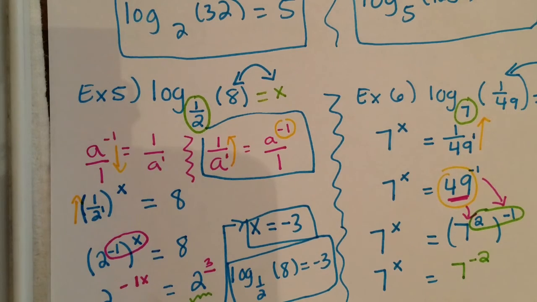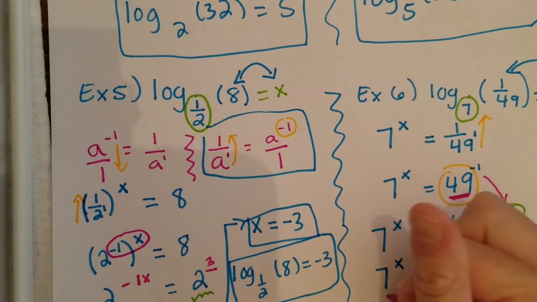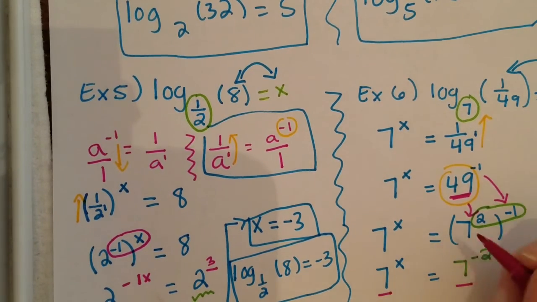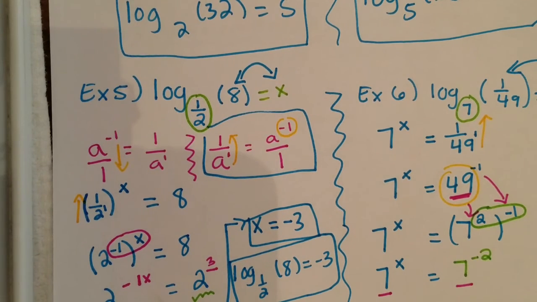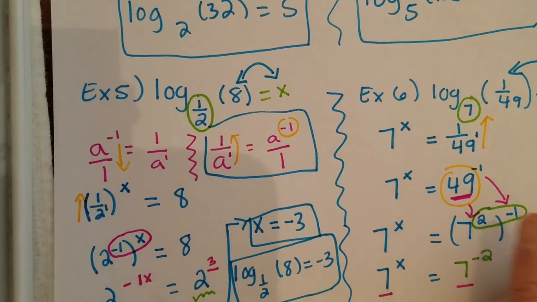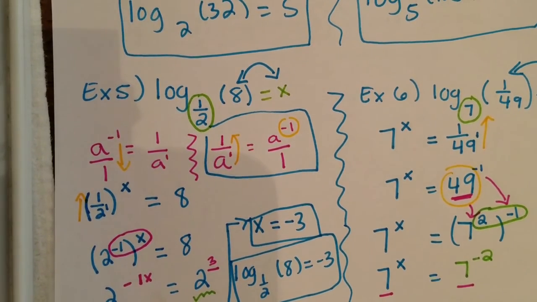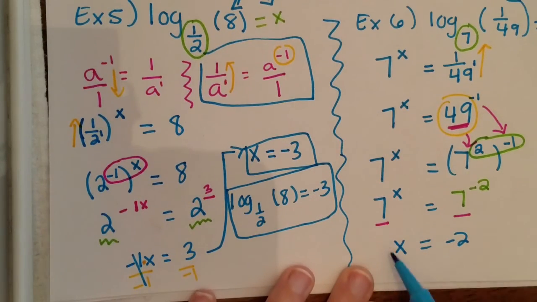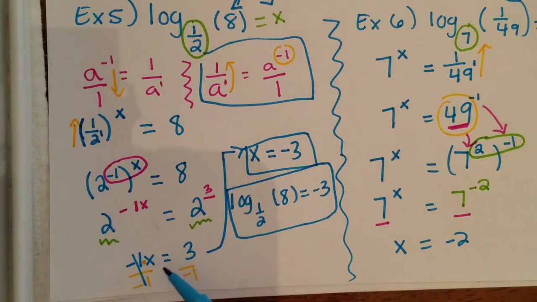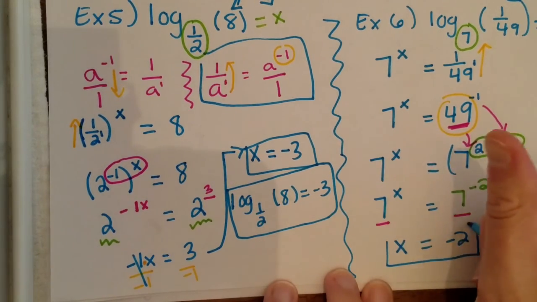Now that our bases are the same, we got 7 and 7, we can set those exponents equal to each other. This one's actually a lot easier, because when I set my exponents equal to each other, x is already solved for. It's already by itself. Nothing is in the way. It's just x. On the other side we had a negative 1 in the way, so we had to deal with it. So this one is donezo.